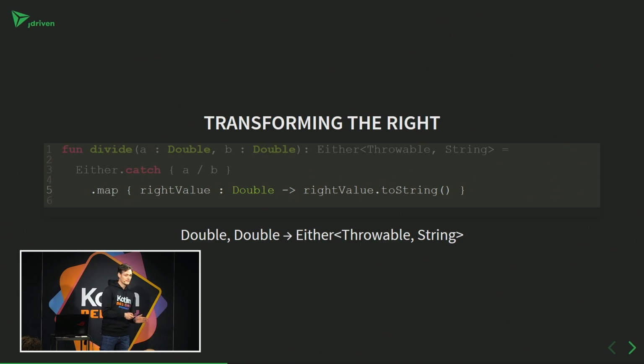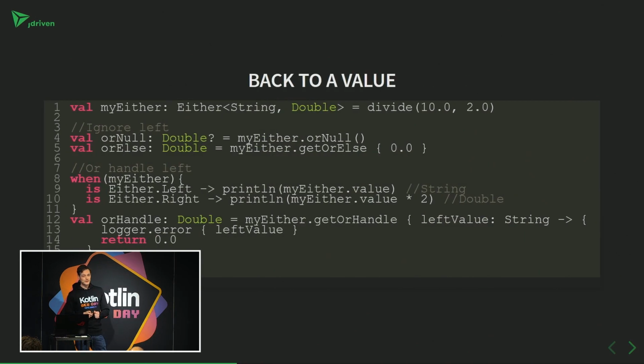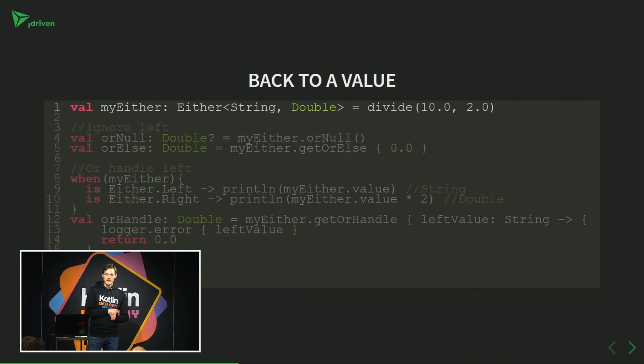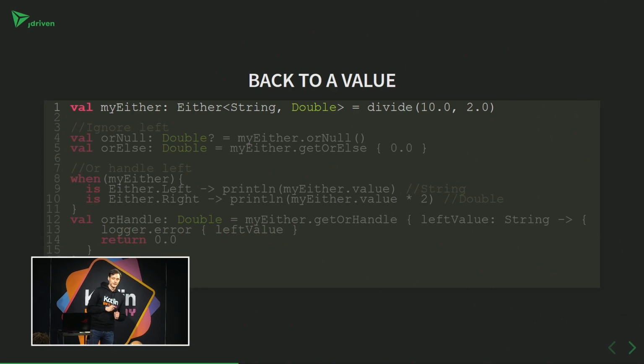So now we have an Either, but you can't actually use an Either in stuff. At some point, you actually need to go back to a value. So what does that look like? Don't worry, we're gonna go from the top to bottom here. First, we're gonna get our Either from our divide. So although the type is Either String Double, it's actually an instance of either a Right containing a double or a Left containing a string. One strategy is to completely ignore the left side and just call orNull, which means if it was an instance of Right, you would just get the double. Otherwise, if it was an instance of Left, you get null.